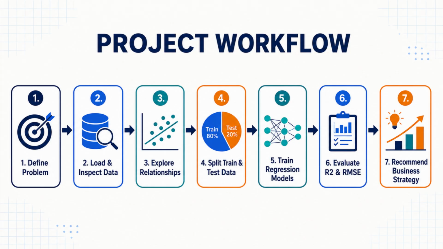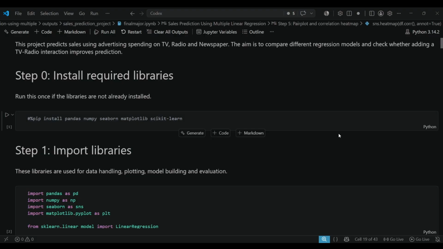First, before starting the code, let's understand what the problem actually is. It is a supervised machine learning problem because the dataset contains the input values as well as the correct output value. And since sales is a continuous numerical value, regression is used here, and it is called multiple linear regression because we use multiple input variables to predict one target variable.